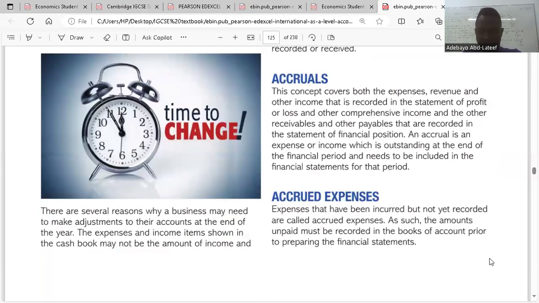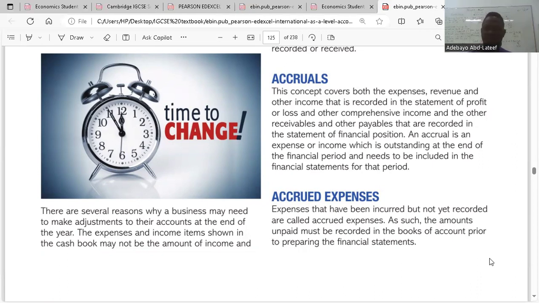So we start with accruals. For accruals, this concept covers both the expenses and revenue, and other income that is recorded in the statement of profit or loss and other comprehensive income, and other receivables and other payables that are recorded in the statement of financial position. For accrual, it means as a business, we have expenses or revenue that becomes outstanding. That is what accrual is.